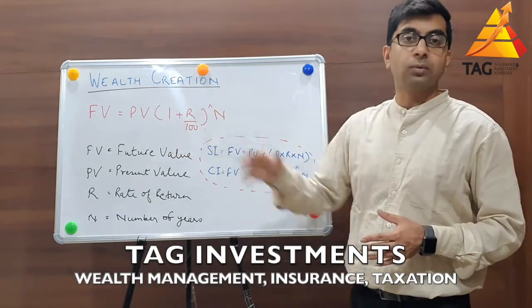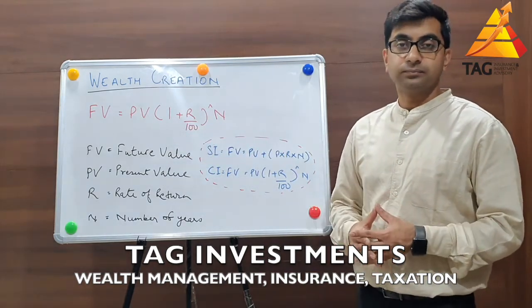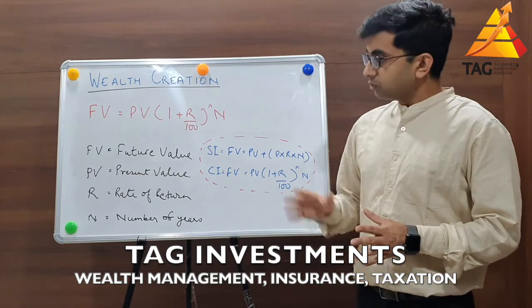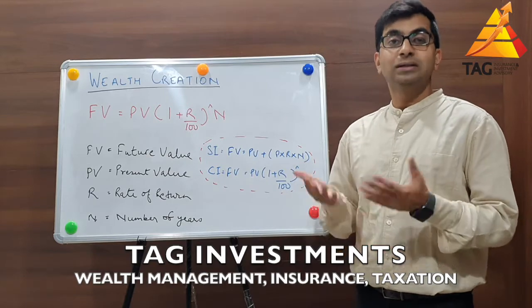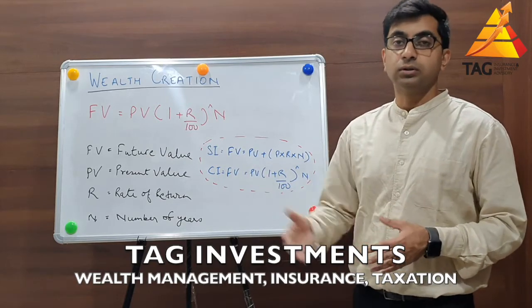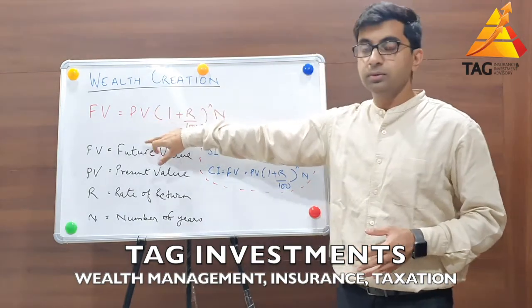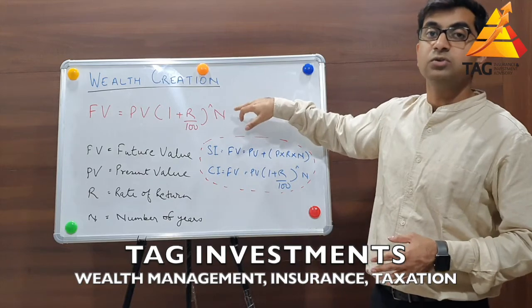So we're going to talk about the formula. R is the rate of return and N is the number of years you stay invested. So it's pretty simple. If you want your future value, your wealth, to increase in the future, the formula is dependent on the present value, it is dependent on the rate of return, and it is dependent on the number of years you stay invested.